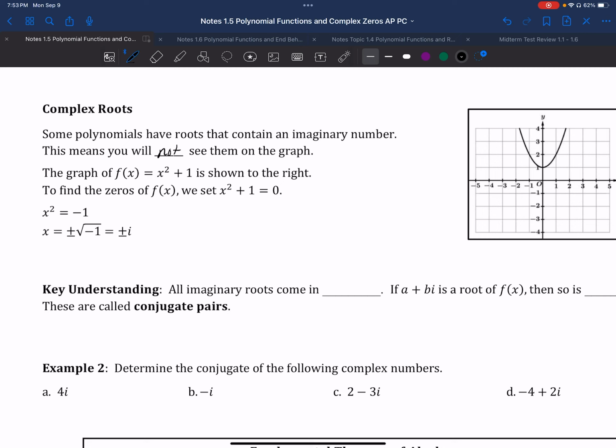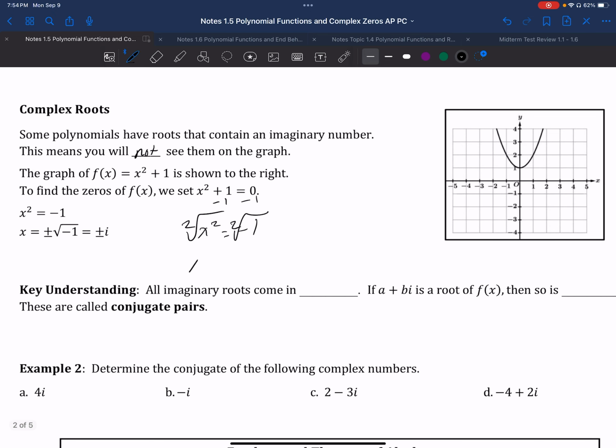And then it says to find the zeros of f of x, you would set the equation x squared plus 1 equals 0. Well, when you try to solve this equation, subtract 1 from both sides, you get x squared equals negative 1. If you try to take the square root of a negative number in the real number system, you will get undefined if you try to put that on the calculator. But you do have to memorize that the square root of negative 1 is plus or minus i.